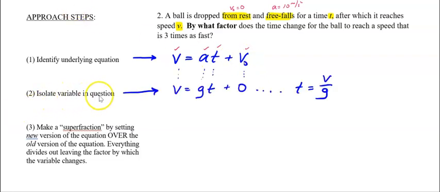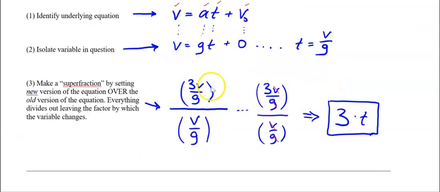We're going to isolate time in this question because that's the variable that we're trying to see by what factor it will change. And in order to do that, pretty simple algebra here, we're just going to isolate t, which is going to be the ending speed v over g. When we write the equation with 3 times the velocity over g, set over the original one, which was simply the original speed v over g, then we see here that everything divides out, leaving simply a factor of 3, which means it's going to be 3 times the time to get to 3 times the speed. This was a pretty easy one.